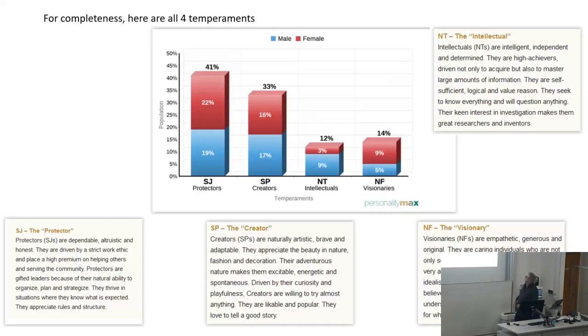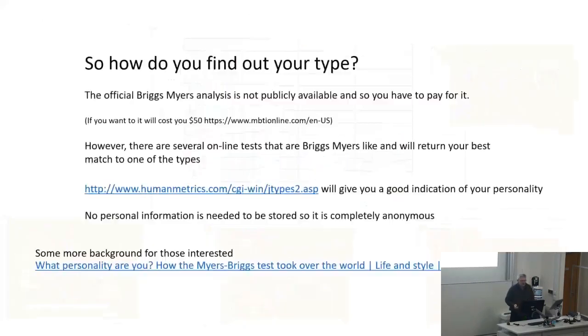And then we've got some visionaries. Empathetic, generous and original. Caring individuals who are not only sensitive to the feelings of others, they are idealistic and driven by values they deeply believe in and defend. And there's a majority female in that category. So it's quite interesting just to look at these things and see where the splits lie and see if there's anything in this, really. So how do you find out your type?